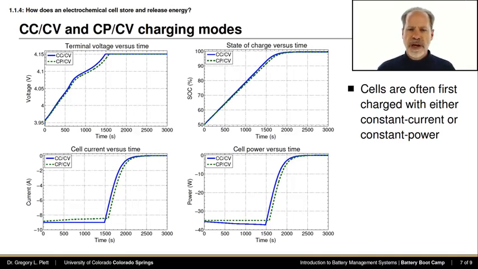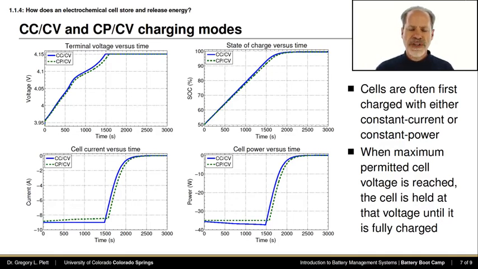In the top left plot, I show you terminal voltage of the battery cell versus time as it's charged. On the top right, I show you state of charge versus time. On the bottom left, I show you electrical current versus time, and on the bottom right, I show you charging power versus time. In the convention that I'm using to describe electrical current and power, negative values correspond to charging and positive values correspond to discharging. And in this experiment, I'm showing 2 different charging modes. One is called constant current, constant voltage, and the other is called constant power, constant voltage.